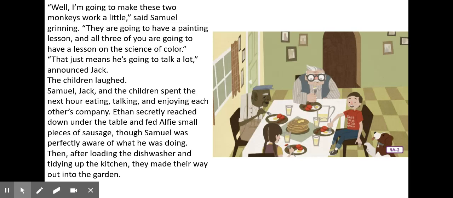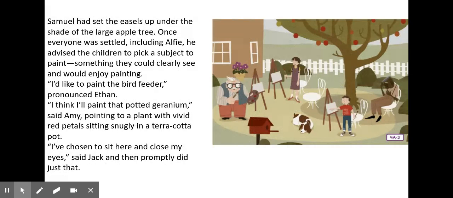Samuel, Jack, and the children spent the next hour eating, talking, and enjoying each other's company. Ethan secretly reached down under the table and fed Alfie small pieces of sausage, though Samuel was perfectly aware of what was going on. Then, after loading the dishwasher and tidying up the kitchen, they made their way out into the garden. Samuel had set the easels up under the shade of the large apple tree. Once everyone was settled, including Alfie, he advised the children to pick a subject to paint, something that they could clearly see and would enjoy painting.